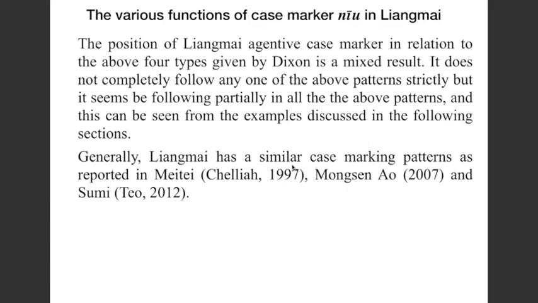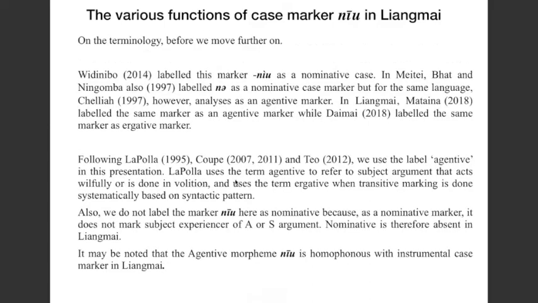Before moving further, quickly on the terminology, we label this marker nē as a nominative case in Liangmai. In Meitei, Bhat and Ningomba also label nē as a nominative case marker, but for the same language, Meitei, Chelliah however analyzes it as an agentive marker. In Liangmai, Mataina labels the same marker as an agentive marker, while Daimai 2018 labeled the same marker as an agentive marker. Following LaPolla, Cook, and Teo, and others, we use the label agentive in this presentation.